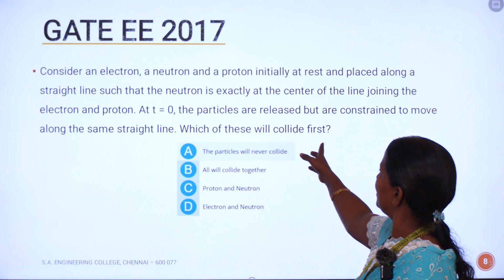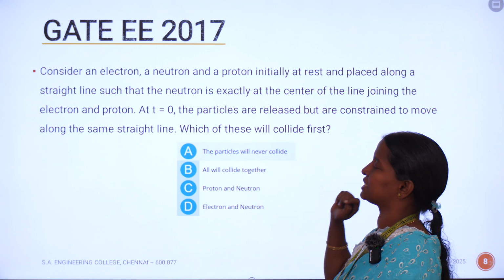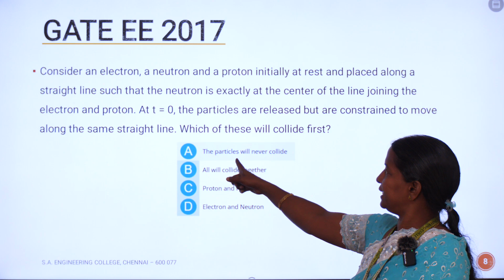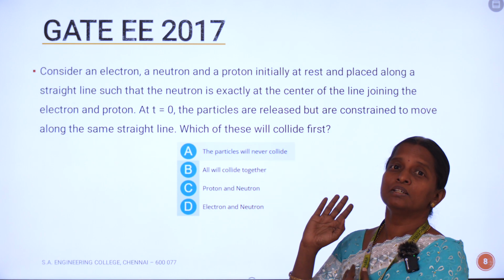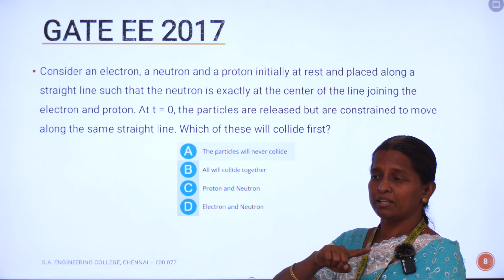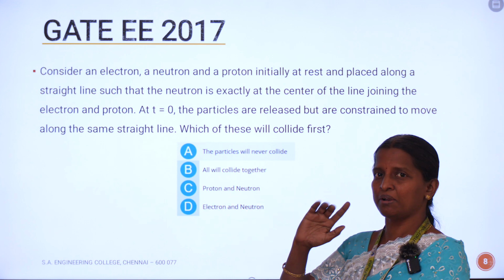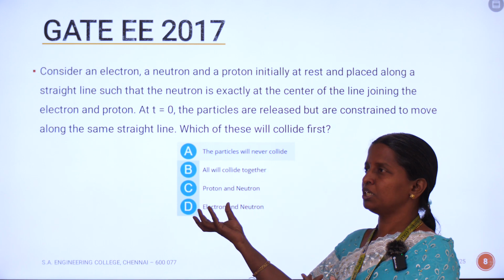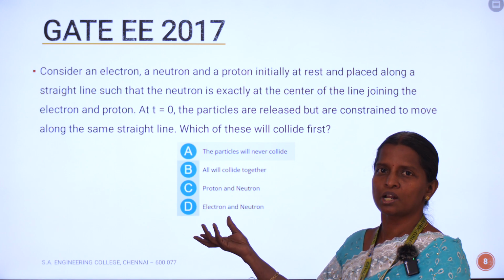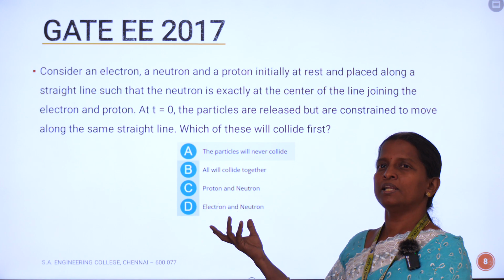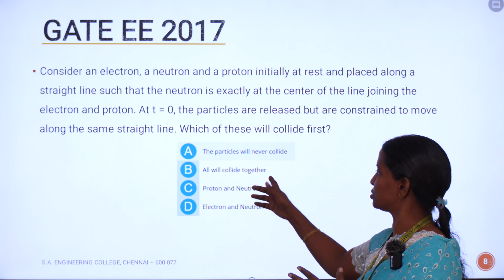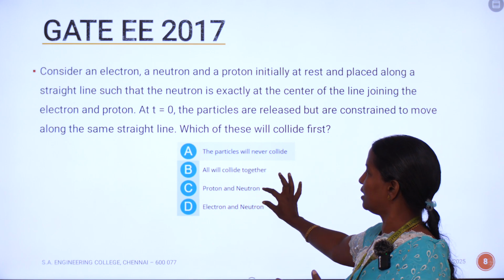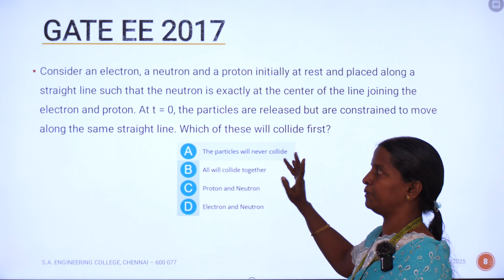Which of these will collide first? Electron is there, neutron is there, proton is there. Option A says the particles will never collide. Obviously it is wrong, because if they are supposed to move along the straight line, they have to hit. Option B, all will collide together, is also wrong, because the positive side may have more protons, it may have more positive charge, or less negative charge, like that. So it is also wrong. Next, proton and neutron. Let us see this one. And the next one is electron and neutron. Our option may be C or D, obviously.